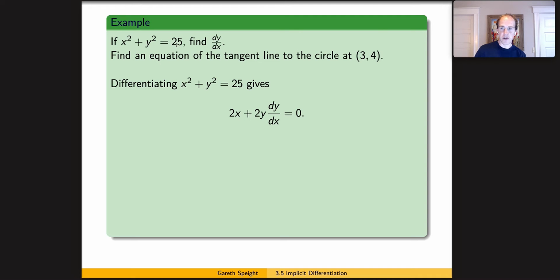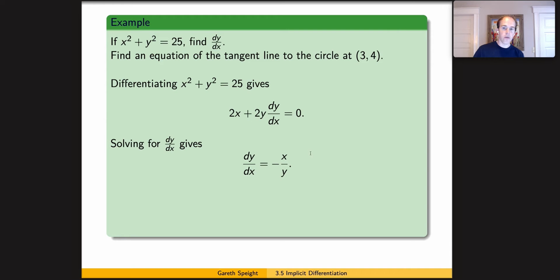And then we differentiate the 25. 25 is a constant, so we get 0. Okay, so differentiating an equation like this gives us a new equation, which is still true as long as we differentiate everything correctly. So now we get the equation 2x plus 2y dy/dx equals 0. Okay, and now this equation is simple to solve for dy/dx, right? dy/dx is going to be minus 2x divided by 2y, so minus x divided by y if we rearrange.